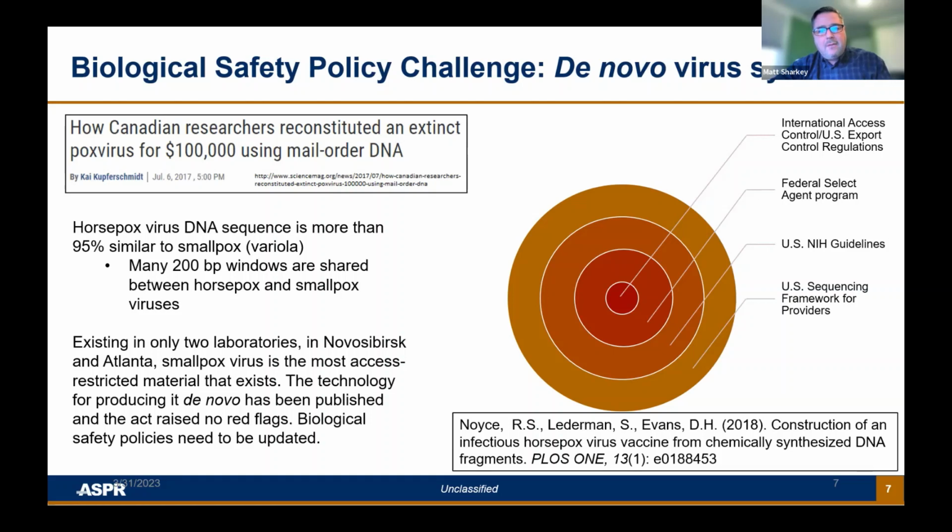The interagency at the time noticed this and thought about the little bullseye diagram on the right, where we have a set of layers in how we want to affect best practices in this industry.